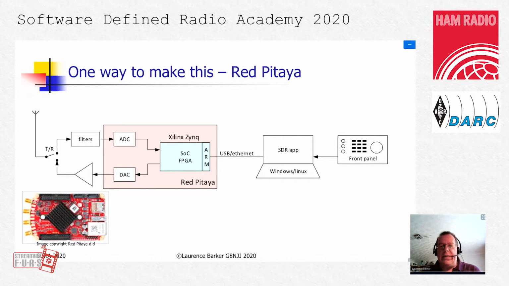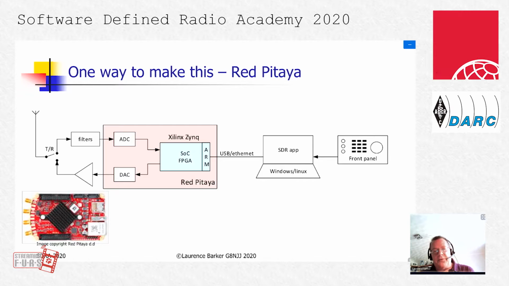One way that you can make that is with a Red Pitaya. It's quite a well-known board, and it's going to be described at this event again. The Red Pitaya has got A to D and D to A converters on it at appropriate sample rates for HF signal processing, I think the 125 megahertz sample rate. And it's got a Xilinx Zynq FPGA.